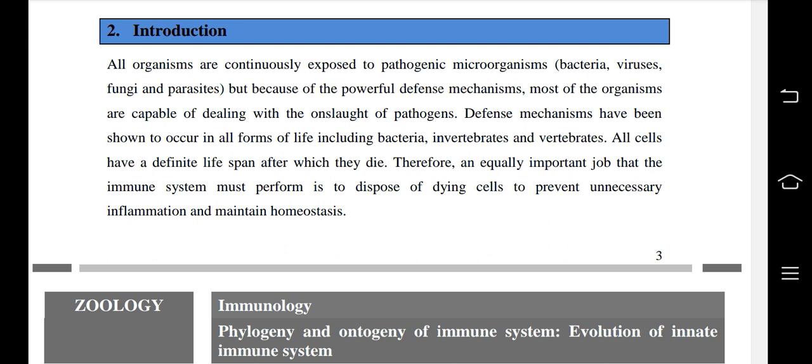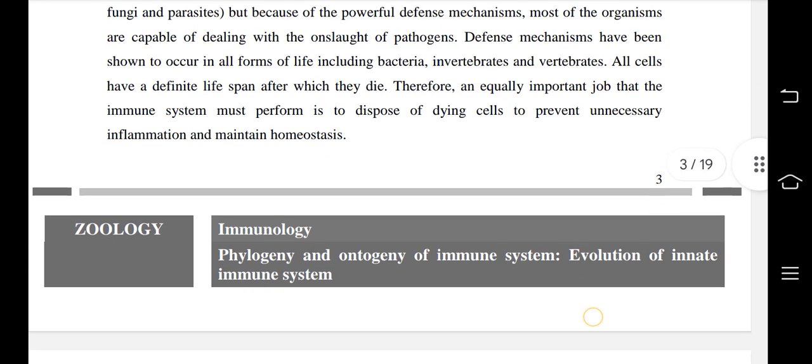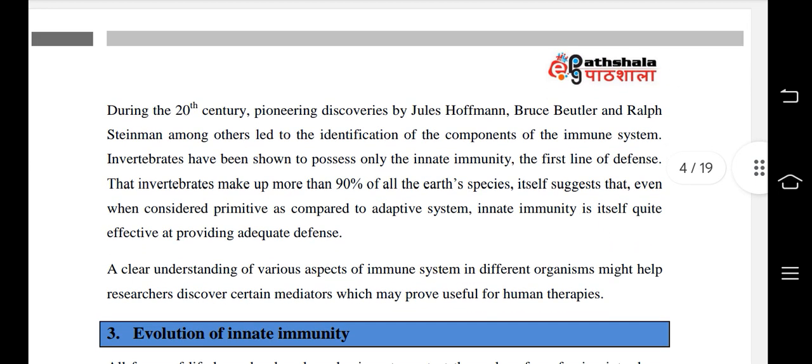Therefore, an equally important job that the immune system must perform is to dispose of dying cells to prevent unnecessary inflammation and maintain homeostasis. During the 20th century, pioneering discoveries by Jules Hoffmann, Bruce Beutler, and Ralph Steinman, among others, led to the identification of the components of the immune system. Invertebrates have been shown to possess only the innate immunity, the first line of defense.